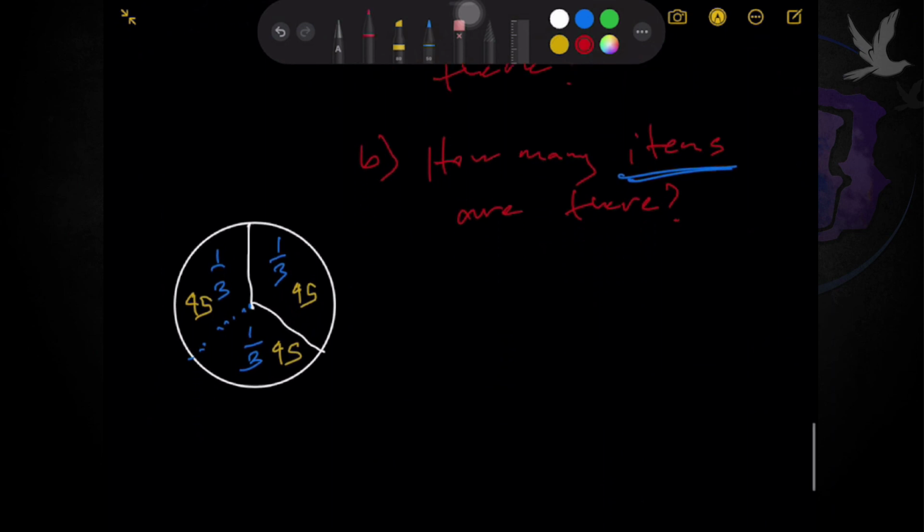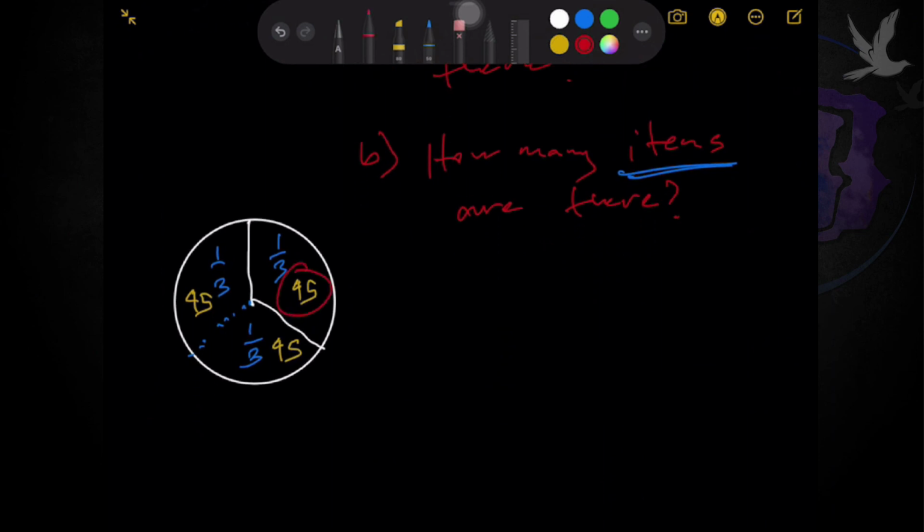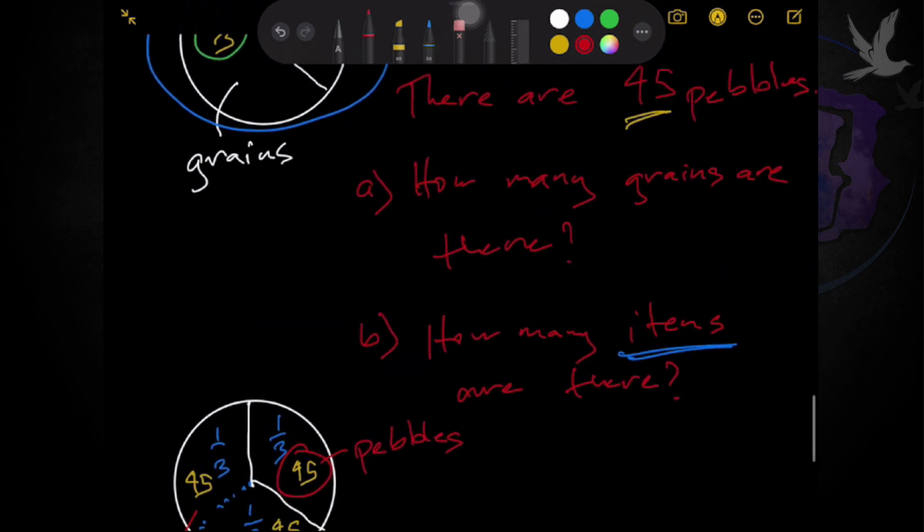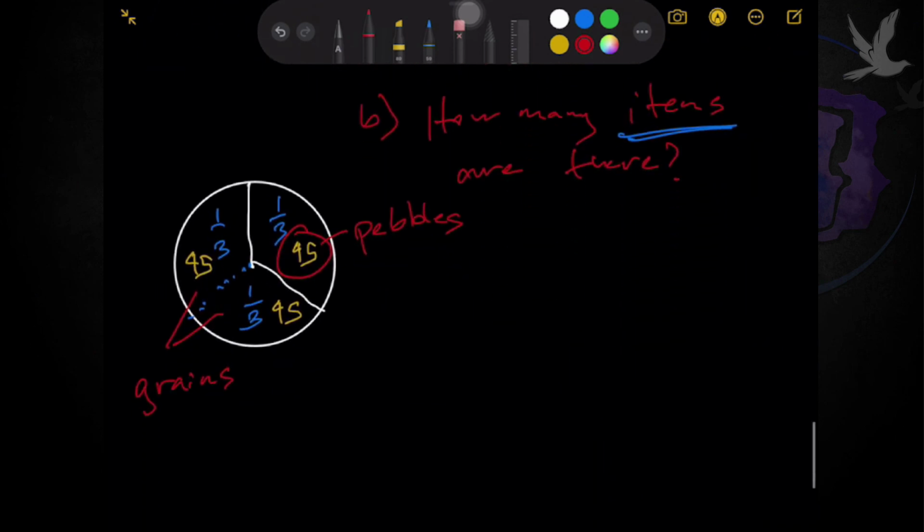Ngayon, you now know that this represents the pebbles. And this here represents the grains. Okay. Question letter A, how many grains are there? So if you notice, this na yung ni 1/3 nyo kanina is part of the grains kanina. So total part ng grains ninyo is ito talaga, 1, 2. So that's 45 plus 45, which will give you a total of 90. Okay? 90. So there are 90 grains and there are 45 pebbles.